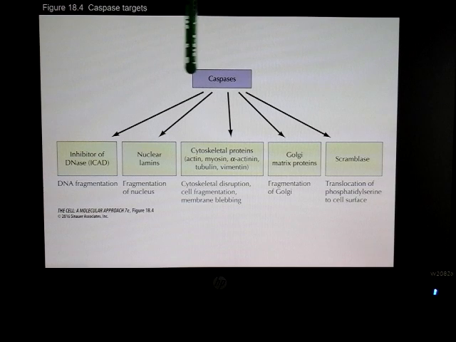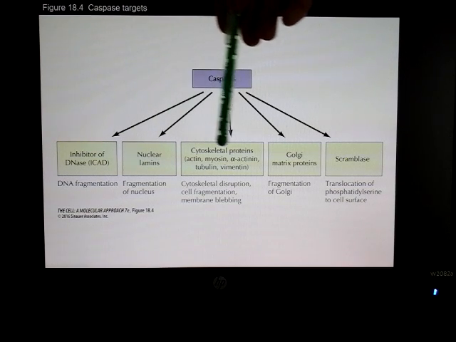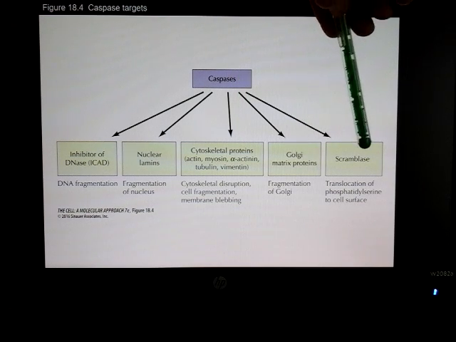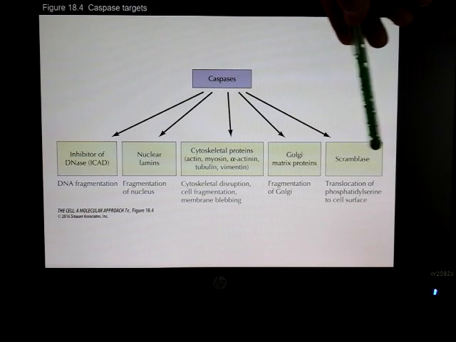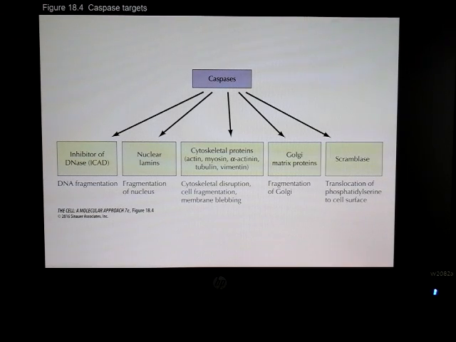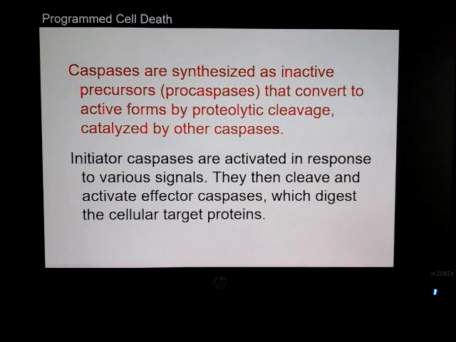So again, these are all the different targets that we have here and kind of what they do. DNA, lamin, cytoskeleton, Golgi, and scramblase, I like the name of that, which basically affects translocation of the phosphatidylserine in the cell surface. So they're synthesized as inactive precursors. So you'll see in a lot of the literature, pro-caspase, whatever, that will actually be converted to the active form when you have cleavage then of the pro site.